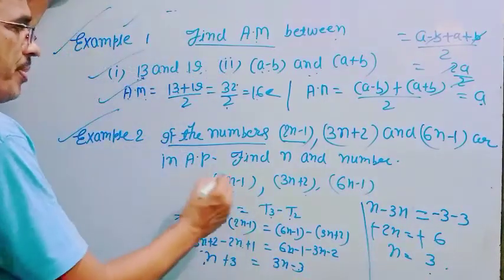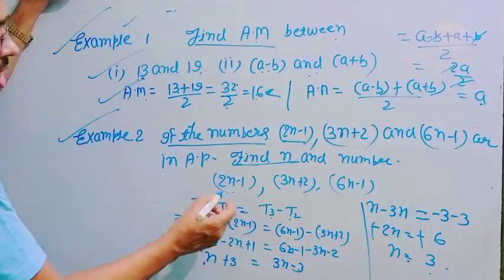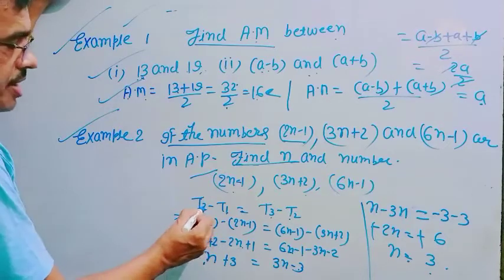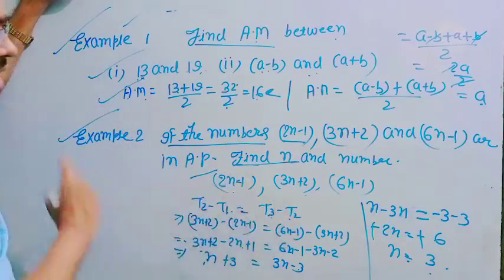So what is the value of n? That is 3. When it is in AP, then second term minus first term is always equal to third term minus second term.